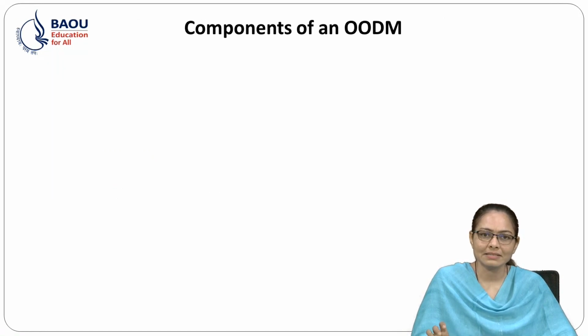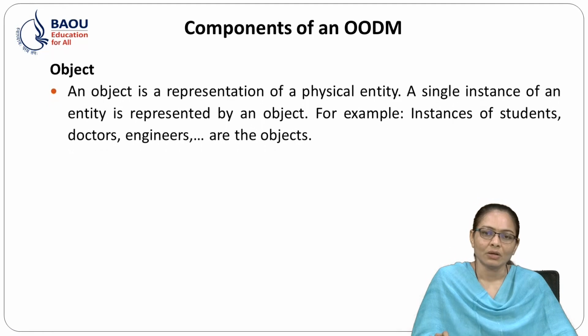Now the next is the components of the object-oriented data model. First is the object. What is an object? An object is a representation of a physical entity. A single instance of an entity is represented by the object. For example, instances of students, doctors or engineers are objects. Instance means a single thing, like an individual student or individual doctor is called an object.